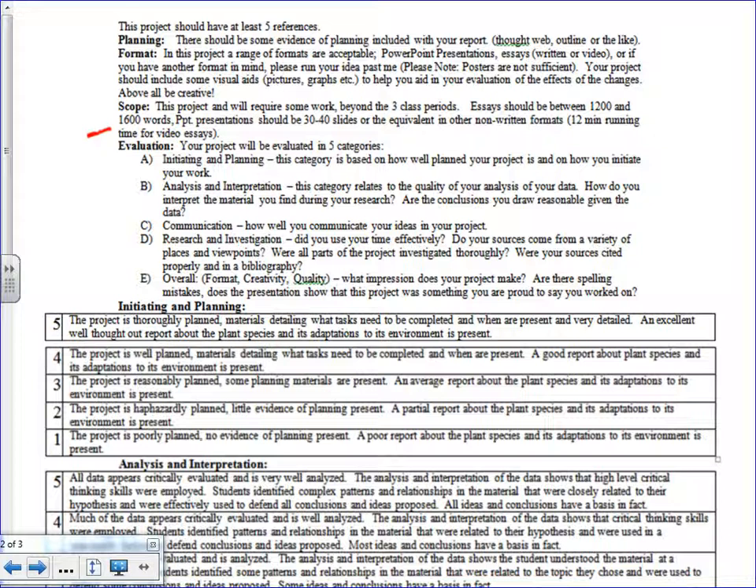You'd be marked in initiating and planning, your analysis and interpretation, your communication. Communication has to do with when I'm reading it, can I understand it? Does it make sense? Does it sound like you wrote it? That's really important. It does need to sound like you wrote it, because if I suspect you didn't, obviously that won't go well for you. Research and investigation, so your bibliography, and then overall, the overall impression your project makes. Same as the last time. Questions on that?